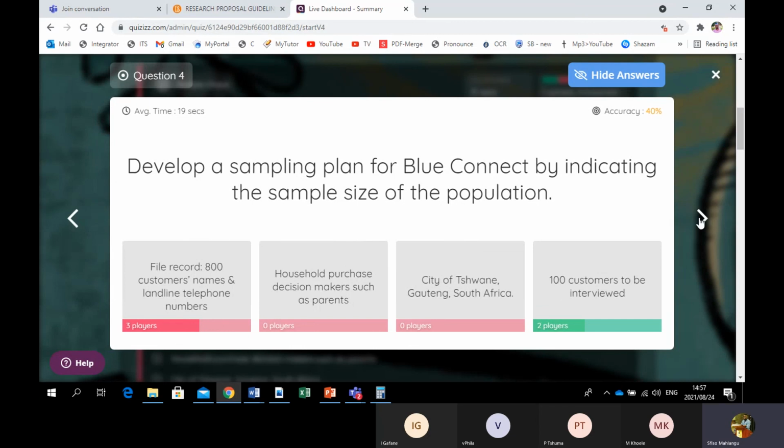Sample size, you got it correct, most of you, but some of you chose 800. Be careful. Sample size is the number of people who we are going to interview, not everyone who qualifies. So everyone who is in the list is 800, but they said we should only interview 100 customers. So 100 customers was our sample size in this case. Those are the ones that we're going to interview.